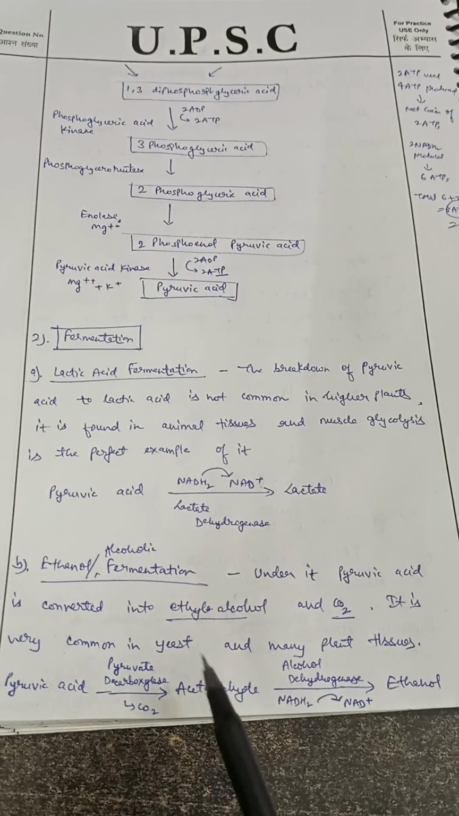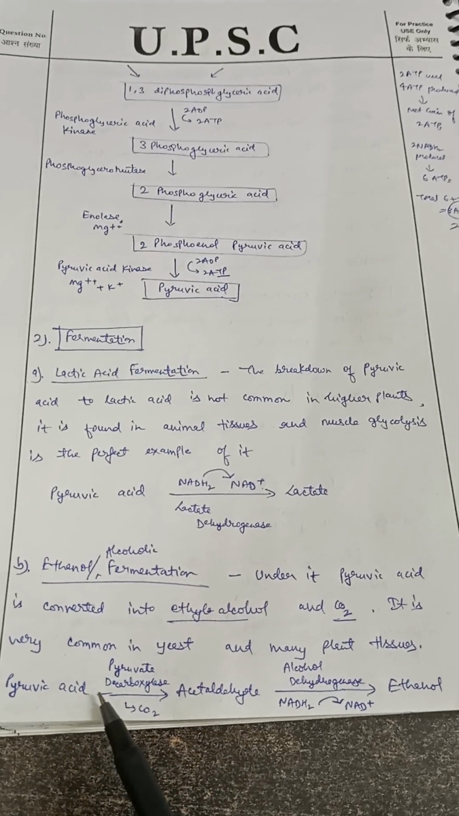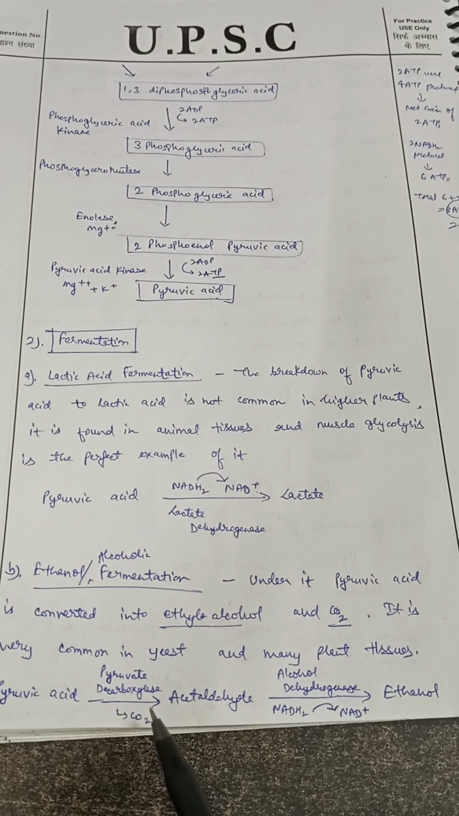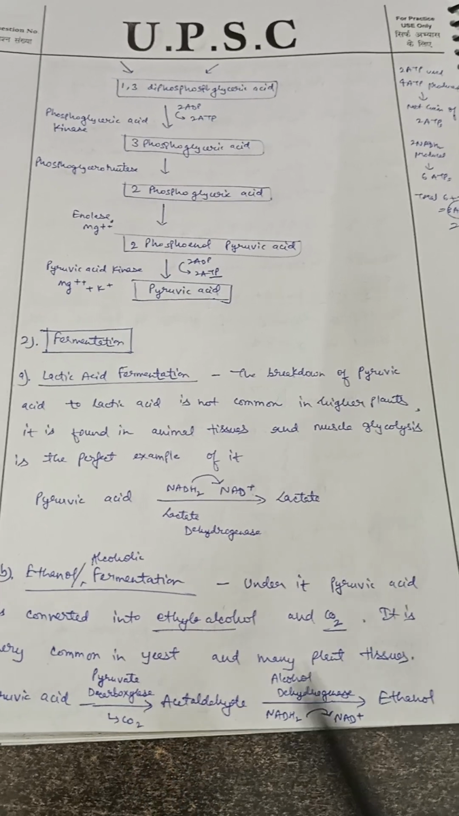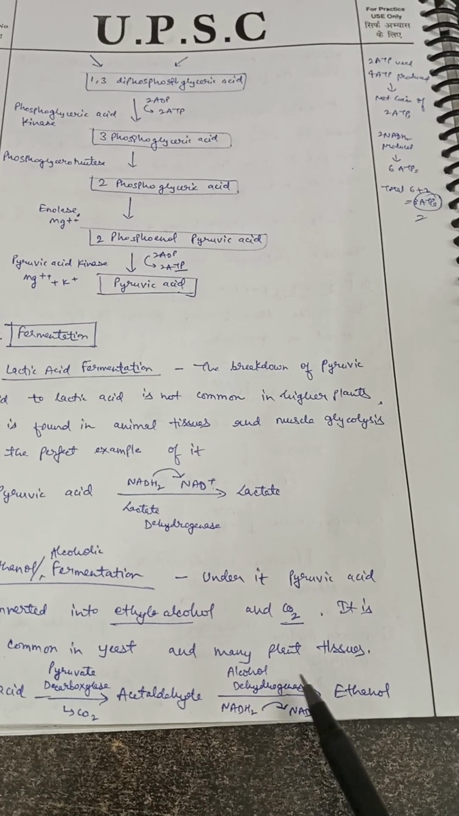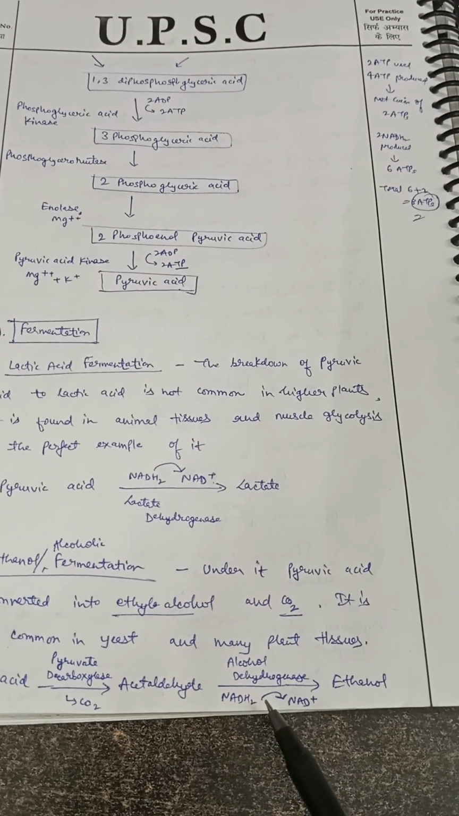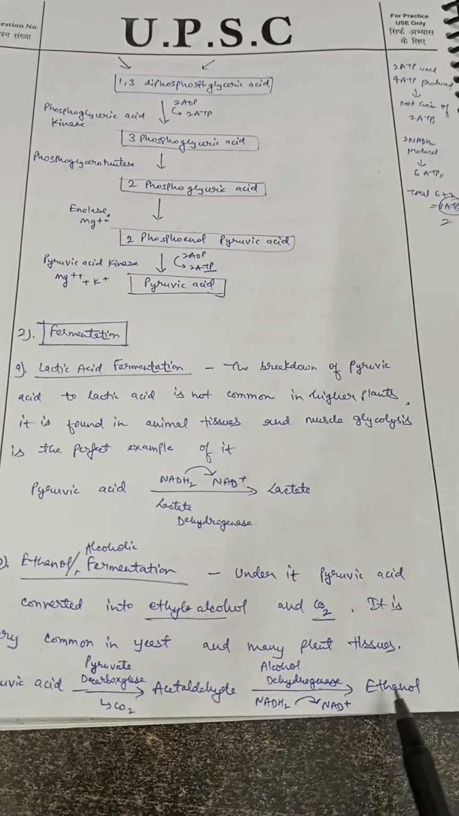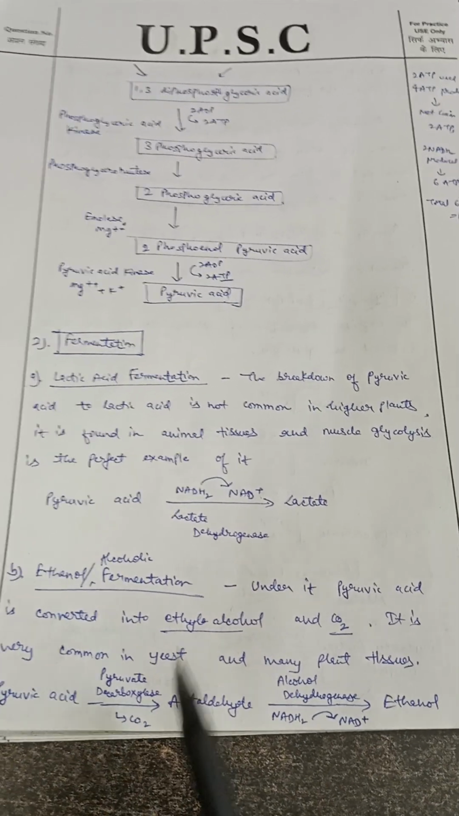Here it is a two-step process. Firstly, the pyruvic acid is converted into acetaldehyde in the presence of pyruvate decarboxylase, and here one CO2 is produced. Then acetaldehyde is converted to ethanol in the presence of alcohol dehydrogenase, and here NADH2 is utilized to produce NAD+. So in alcoholic fermentation we get ethanol plus CO2. So this is all about anaerobic respiration.